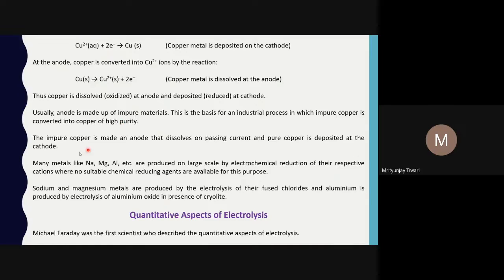Many metals like sodium, magnesium, and aluminum are produced on a large scale by electrochemical reduction of their respective cations, where no suitable chemical reducing agents are available for this purpose. What we know is that very highly reactive metal ions have very low reduction potential, so their oxidation potentials are very high. Only a few elements like lithium have a reduction potential lower than these metals, and that difference is also not very high.